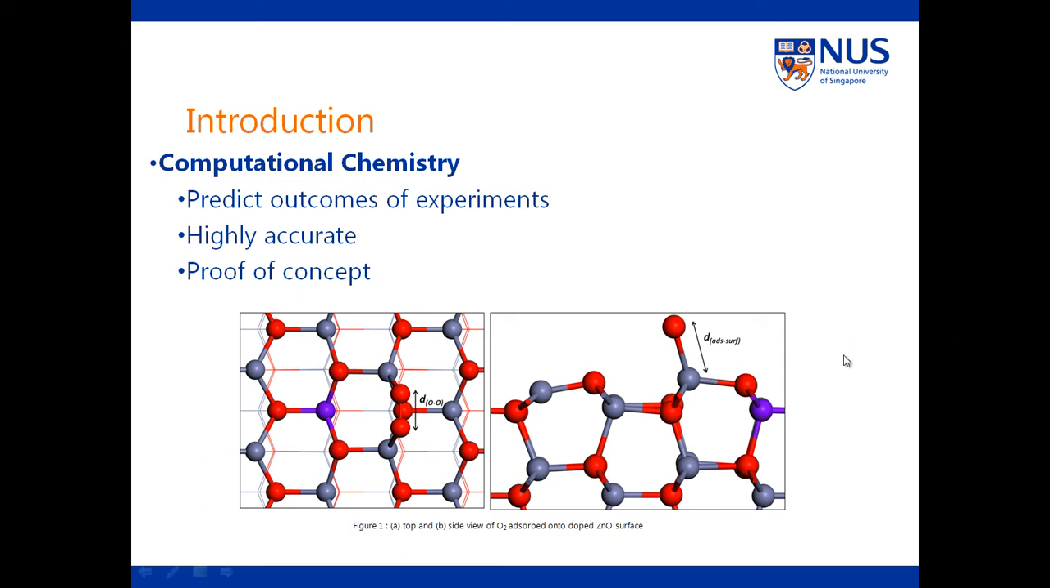Now, using this diagram over here as an example, we can look at the adsorption of oxygen on metal oxide surfaces. And what we see over here is that we can measure the bond length between oxygen and the metal, which is zinc. And we can also measure the bond distance between the oxygens, and this will allow us to gain some insights on the nature of the adsorption, whether it's physisorption or chemisorption, and the kind of effects it has on the surface as well as the oxygen molecule that's adsorbed.